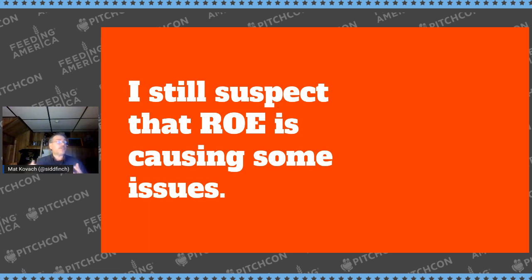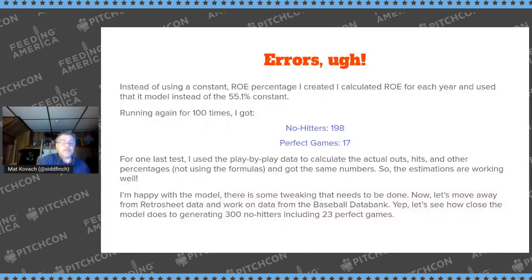But we're still using this runners on error, which I really think is the issue, and it really did prove to be the point in here. The errors are just killing me on this, because we're using this constant that we're assuming is constant. It's not really constant. So what I did is I created the ROE for each pitcher for each season and used that in the database, and I got it much closer.